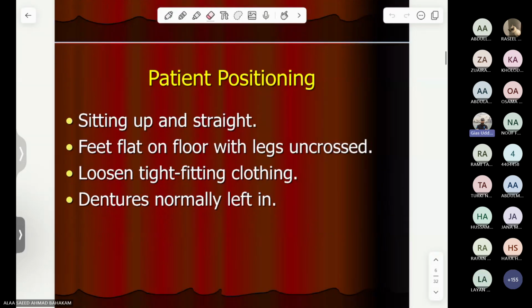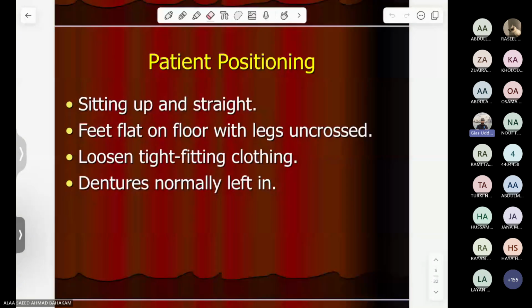So now how do we do this test? What is the patient positioning? When the patient comes, he'll be sitting up and straight. You will give him a high chair, he will be sitting up and straight. The feet will be flat on the floor with the legs uncrossed. So legs should not be crossed from right to left or left to right. It has to be straight.